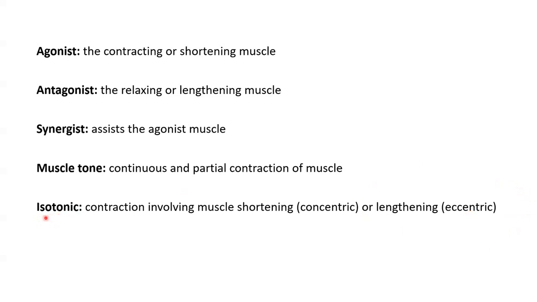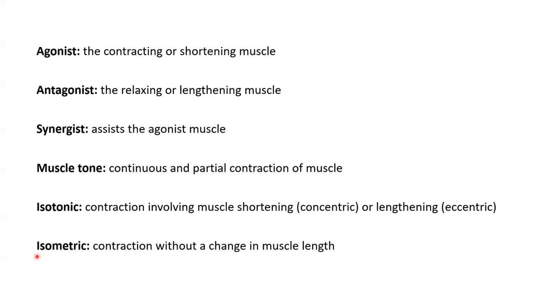So our isotonic muscle contraction is when we have contraction and force or tension being produced either while the muscle is shortening, which is a concentric contraction, or lengthening, which is our eccentric contraction.